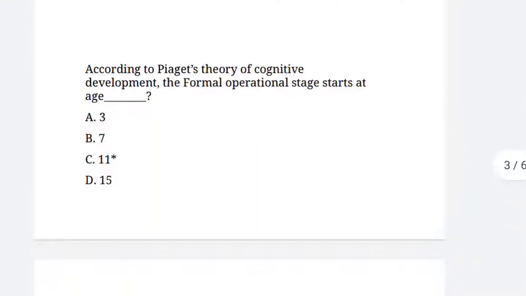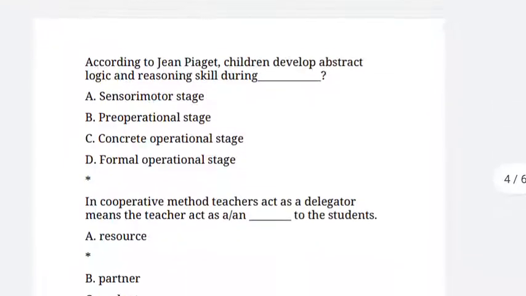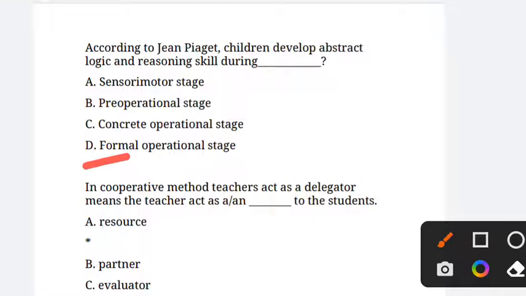Next question, according to Piaget's theory of cognitive development, the formal operational stage starts at age. Its answer is option C, 11. Next question, according to Jean Piaget, children develop abstract logic and reasoning skills during. Its answer is option D, formal operational stage. Option D is correct here.